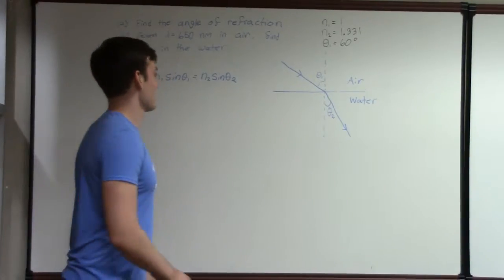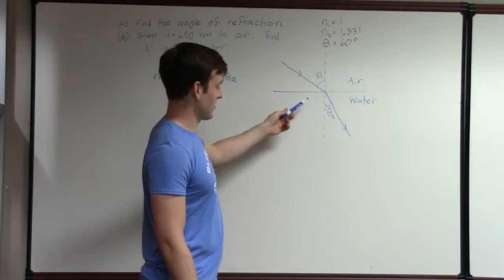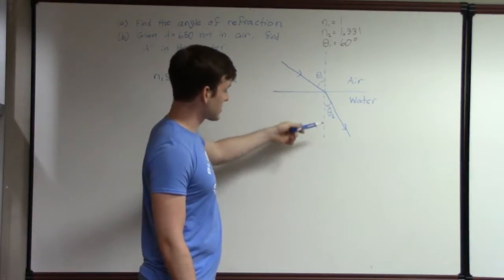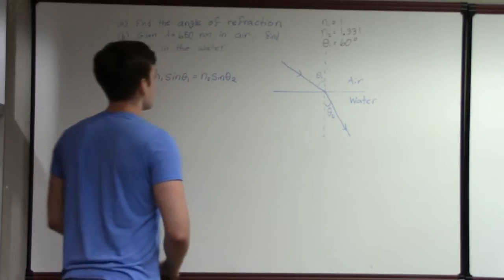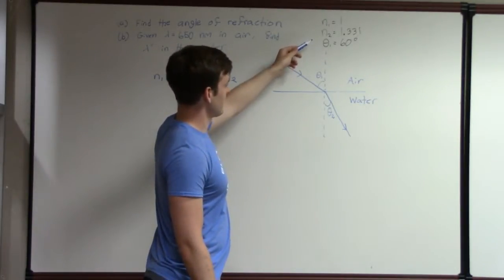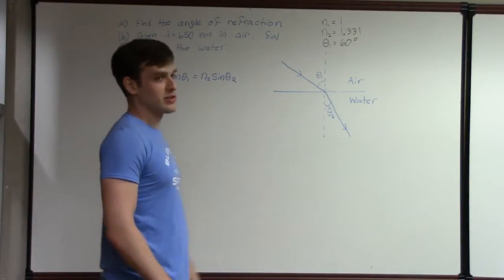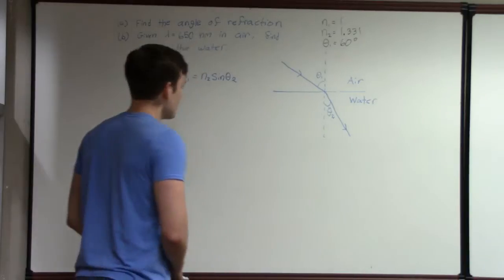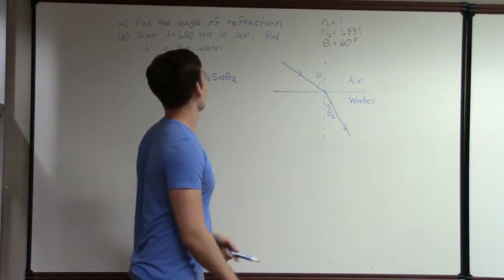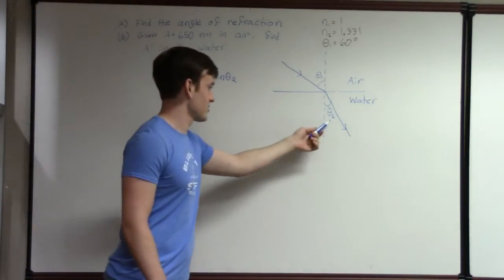So for this problem, we have light that's traveling through the air, and then it's going to hit the surface of water, and of course the light's going to refract as it moves through the water. We're given that the index of refraction of the water is N2, 1.331. We can approximate the index of refraction of air to be about 1. And the angle of incidence, theta 1, is 60 degrees. And what we want to find for part A is the angle of refraction, this theta 2 over here.